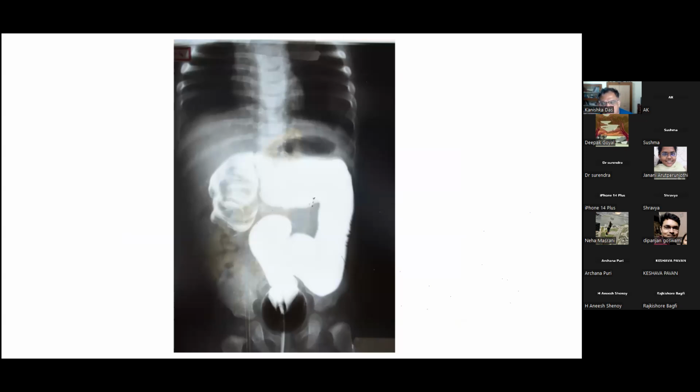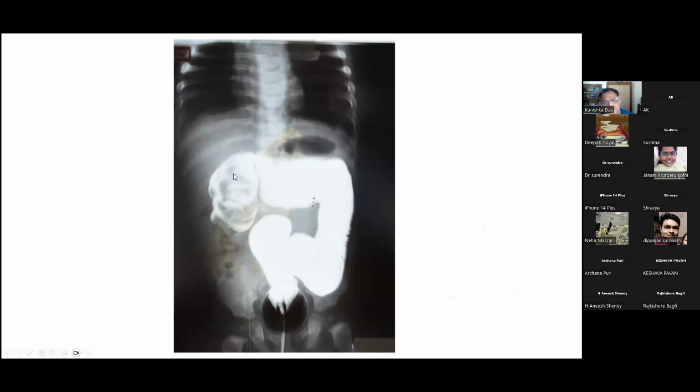Sir, can I take this? Sure. Sir, it's a lower GI contrast study, with a Foley's catheter hitched in the rectum, showing intussusception in the ascending colon, sir.